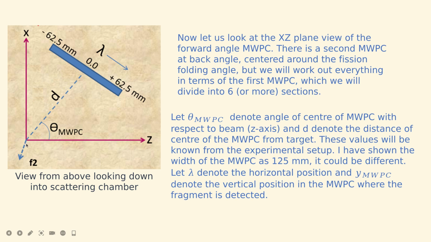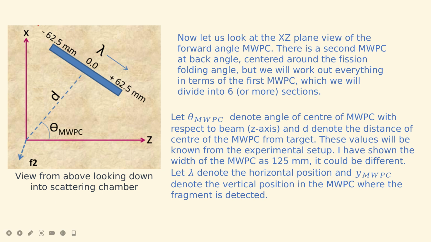The distance from the target position to the center of the MWPC, I'm going to use the symbol D. So this distance D is the distance of the MWPC to the target. And the angle which this central point makes with respect to the beam axis Z, I'm going to call theta MWPC. Now these distances and this angle will be known to you, because when you are doing the experiment, the first thing you do is set up this MWPC and record this angle, theta MWPC, and you also record the distance. This is part of the geometry, you have to measure it, and it's in your logbook.